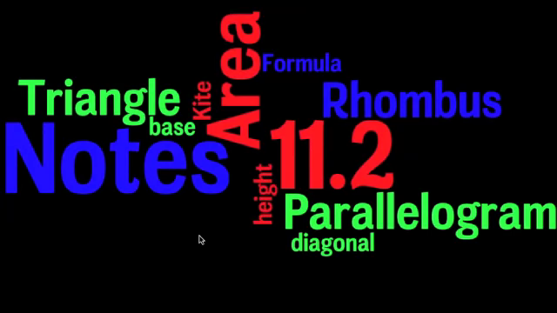Here are the notes for section 11.2. It's the area formula for a rhombus, a parallelogram, and a triangle.